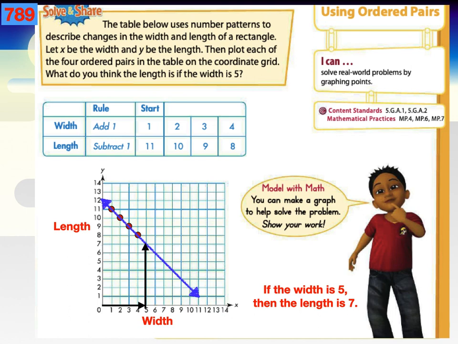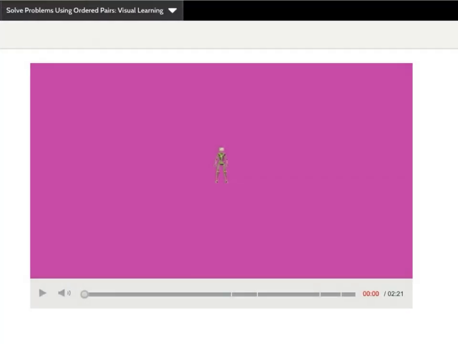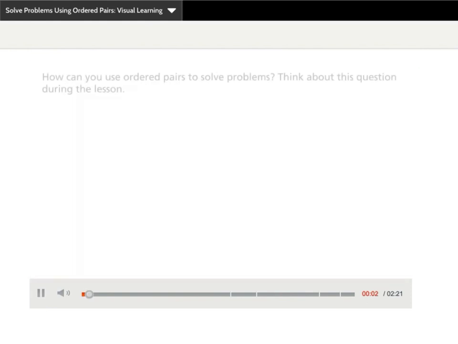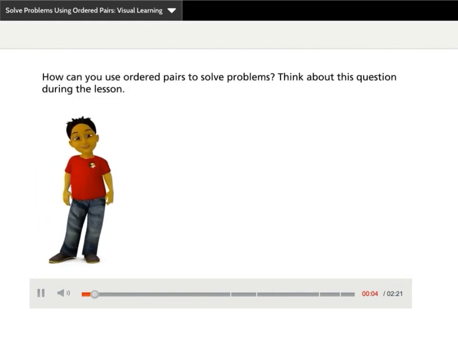Now let's discuss textbook page 790. How can you use ordered pairs to solve problems? Think about this question during the lesson.